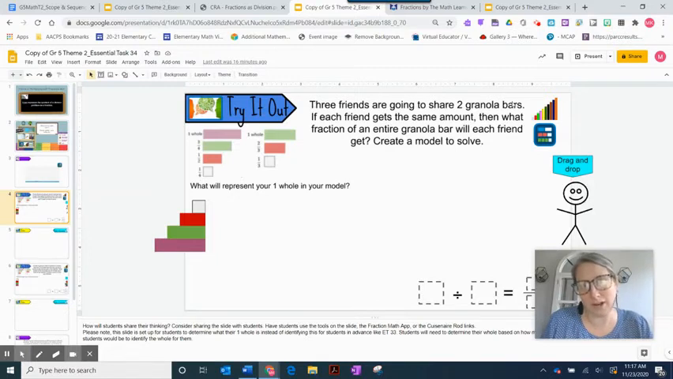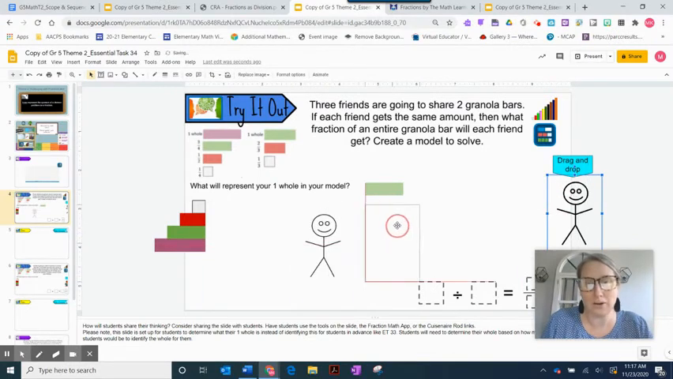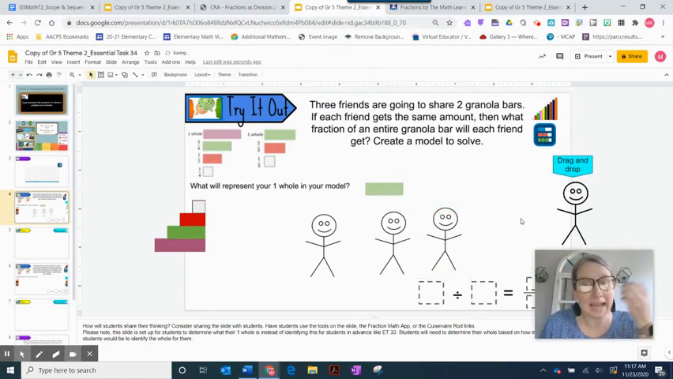So they can pick what will represent their whole. I know I'm going to have 3 friends sharing 2 granola bars. So I know that I'm going to do thirds. It might take your kiddos a little bit longer or a little more thought process behind that. But there's also these people here that they can drag over so they can continue to model it. The other option, once again, is they can use Post-it notes to continue to do this model.